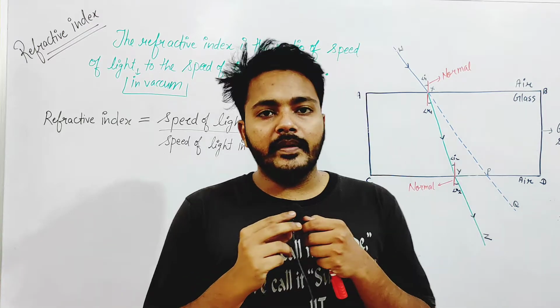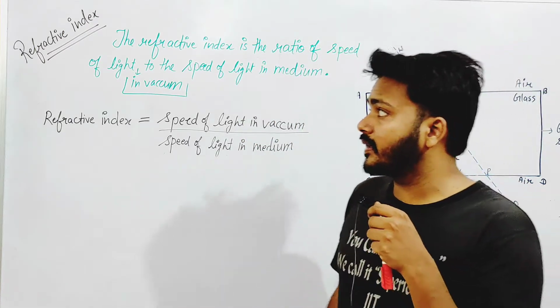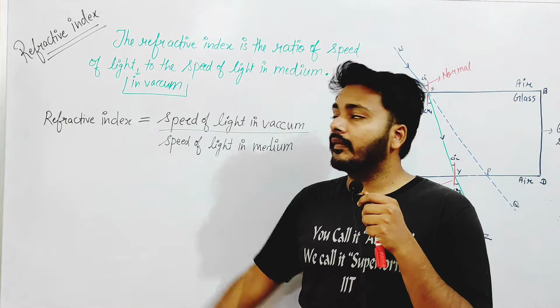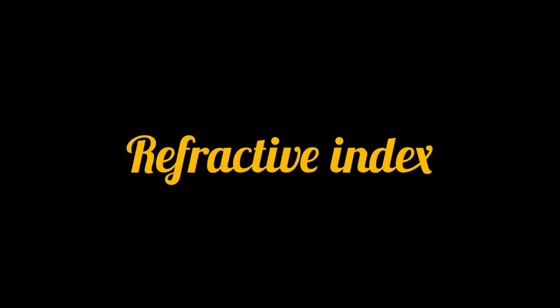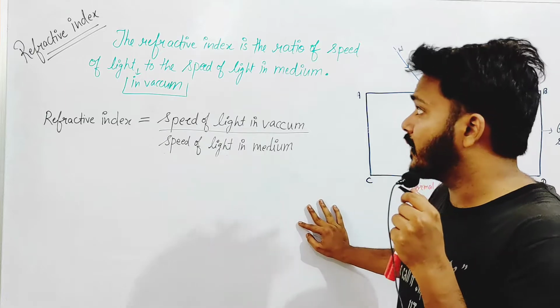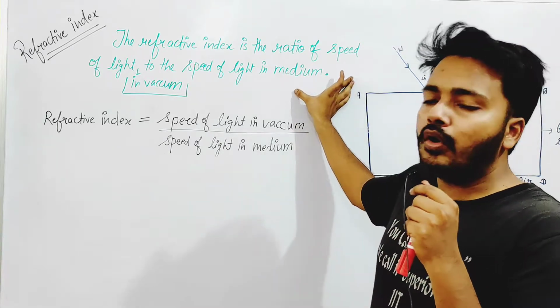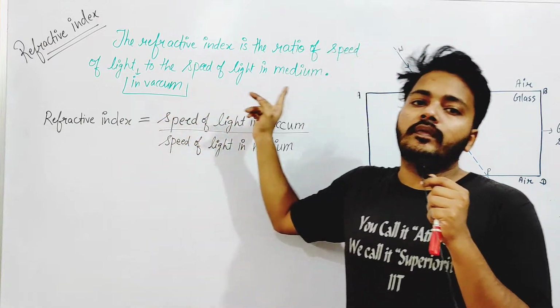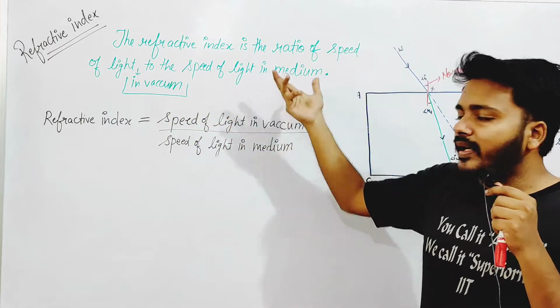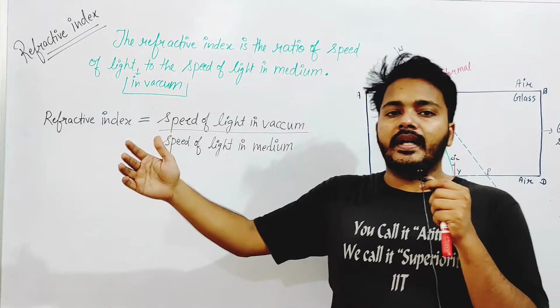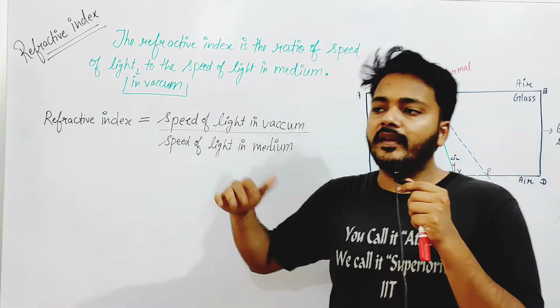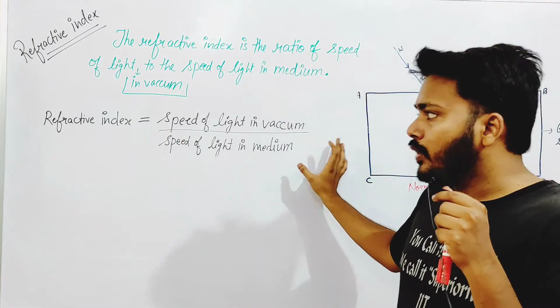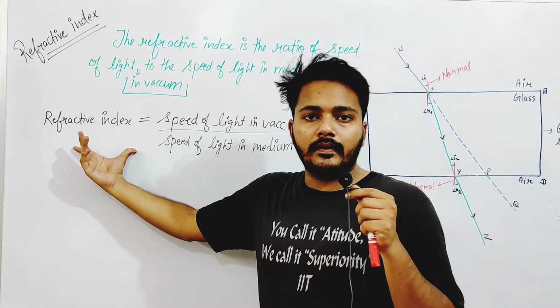Okay, so hello everyone. Today's topic for the discussion is refractive index. The refractive index can be defined as the ratio of the speed of light in vacuum to the speed of light in a medium. We can simply divide the speed of light in vacuum by the speed of light in the medium, and you will get the refractive index.